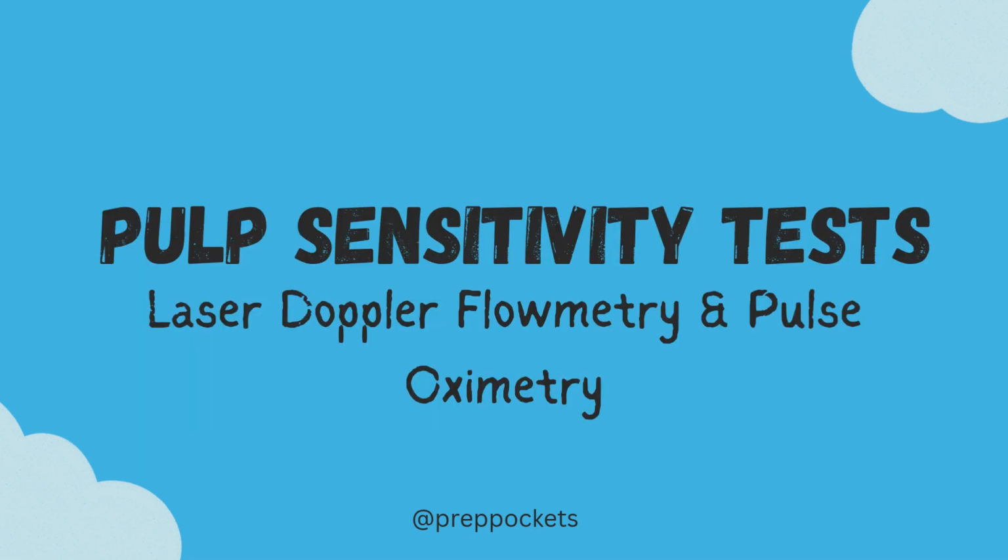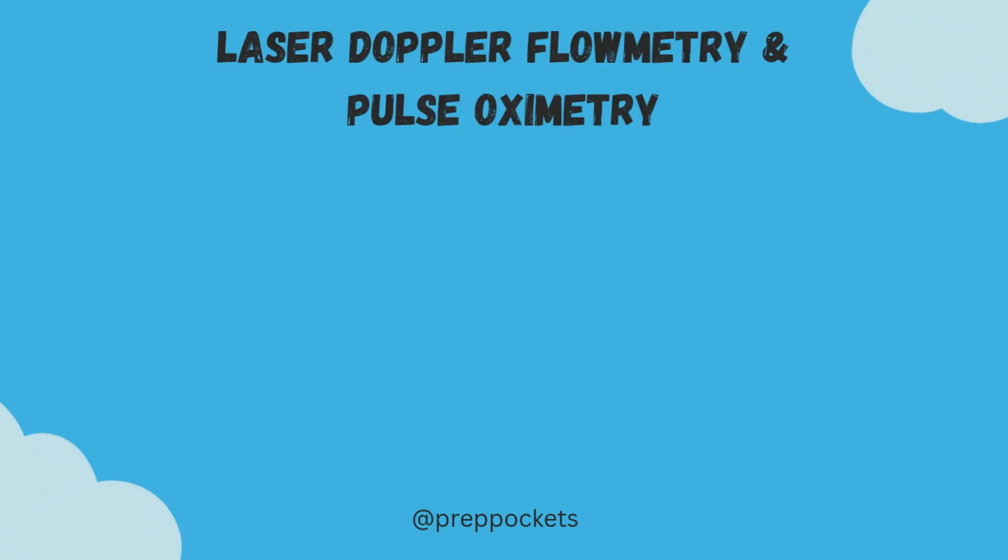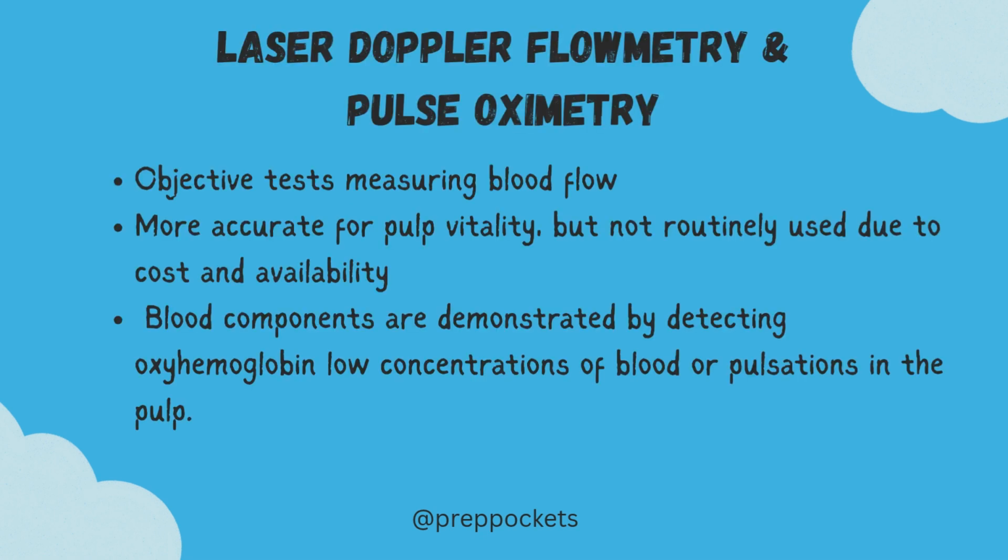Next are pulp sensitivity tests, which include laser Doppler flowmetry and pulse oximetry. These objective tests measure blood flow and are more accurate for pulp vitality, but not routinely used due to cost and availability. The blood components are demonstrated by detecting oxyhemoglobin, low concentrations of blood, or pulsations in the pulp.